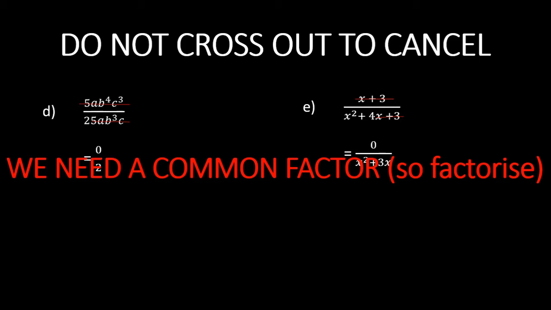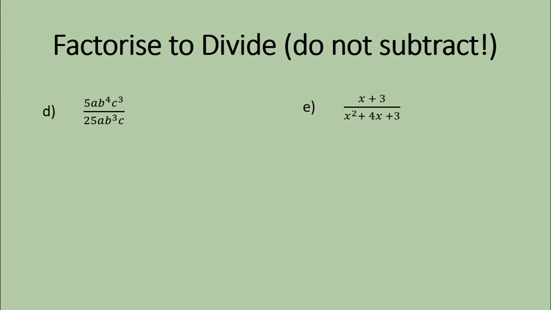So we need to use our skills in factorizing quadratics to find out what we can divide both the top and bottom by. So let's look at those two examples again, doing this the right way. So you can feel free to copy this down now. We factorize to divide. We do not subtract.